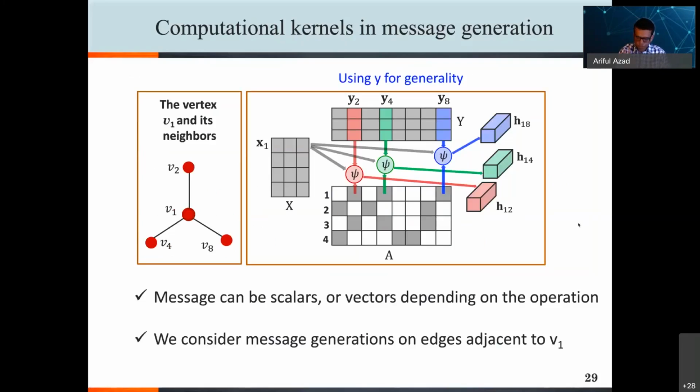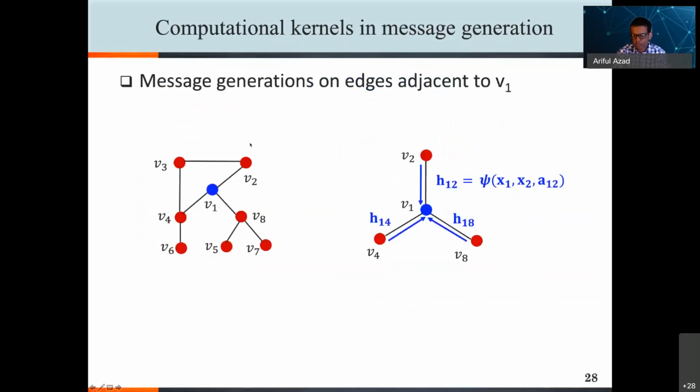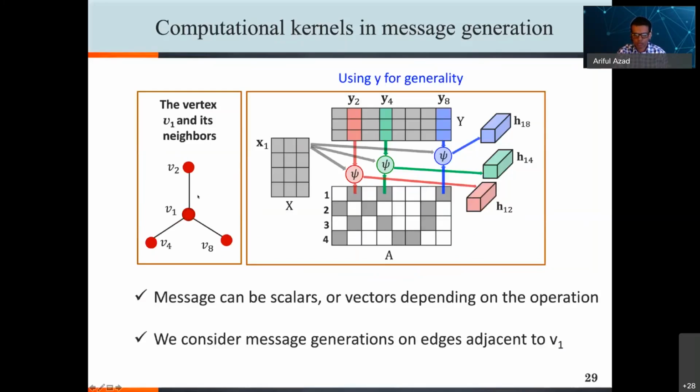So this figure may look complicated, but I can explain it, and this operation can be mapped in this way. Remember that this function psi depends on x1, the embedding for this particular edge. It will depend on the current embedding of the 2 endpoints and any edge value.